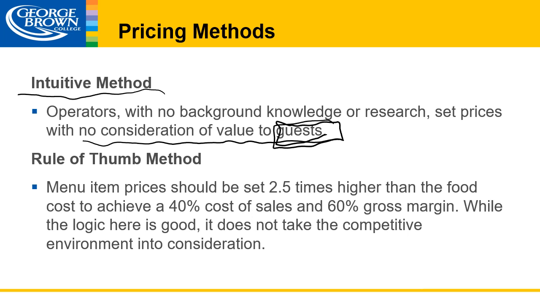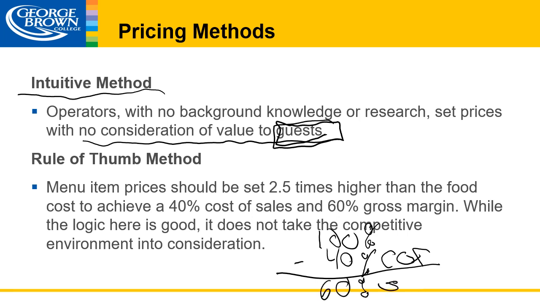So, for example, let's just say our prices are at 100%. We minus 40% as a cost of food, COF. The remainder is 60%. And that is our gross margin, or GM. Okay. While the logic here is good, we're starting to make some financial decisions around our prices, and there's a logic to it. It does not take into consideration the competitive environment, right? Or guest value. So there's two negatives here.